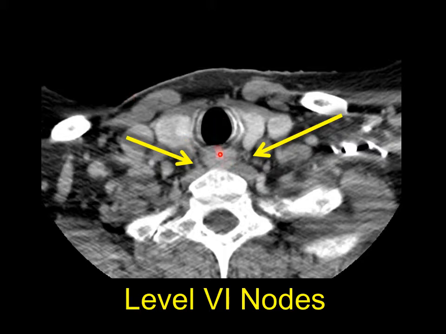So here's the trachea, here's the esophagus. We're at the level of the thyroid, and in the TE groove, we have these level 6 nodes. So if we think about the level 6 as roughly the nodes between the common carotid arteries here and here, that's going to remind us that it includes the TE groove nodes.